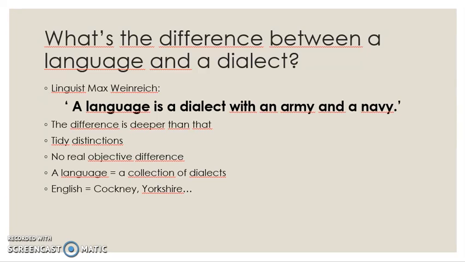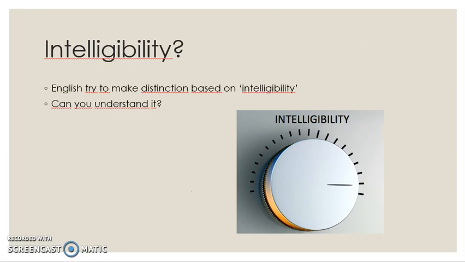So let's take the English language as an example. English as a whole looks like a language that stands by itself. We also have all the different dialects, such as Cockney and Yorkshire, and it's a dialect because most English speakers understand it. The English also try to make a distinction based on intelligibility. If you can understand it without training, it's a dialect of your own language. If you can't, it's a different language.